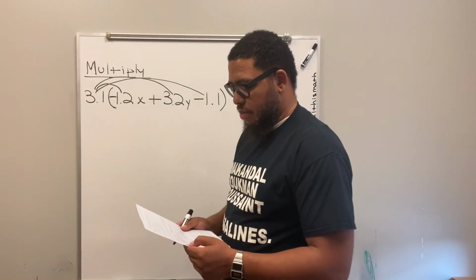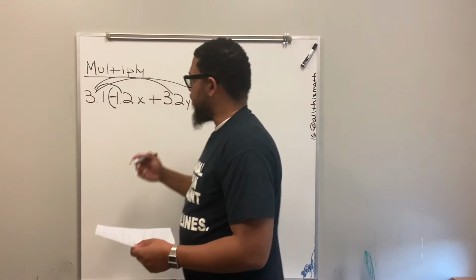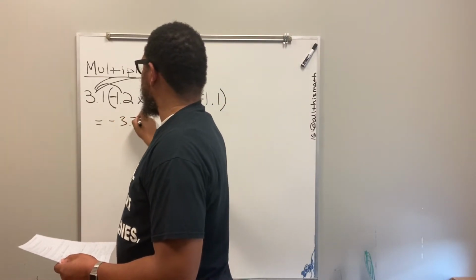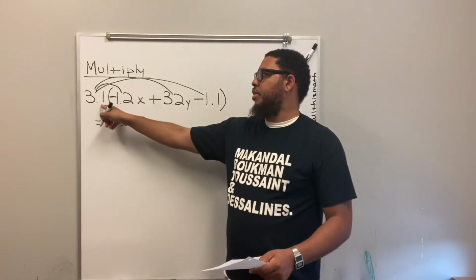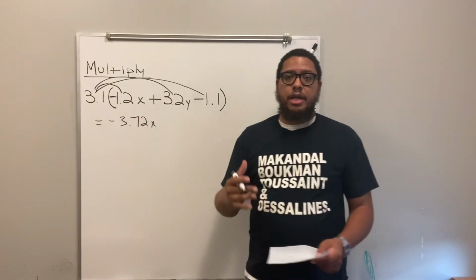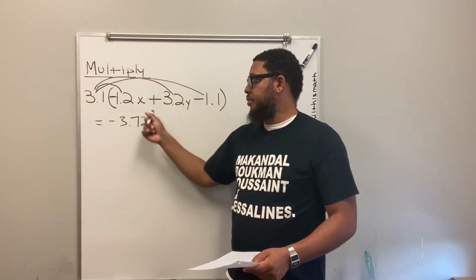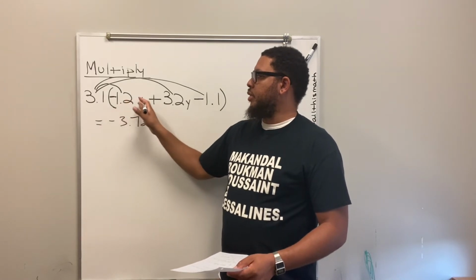3.1 times negative 1.2 is negative 3.72x. So we put the equal sign, negative 3.72x. This is the product of 3.1 and negative 1.2, negative 3.72. Don't forget the x though, because what's happening is this is really negative 1.2 x's.